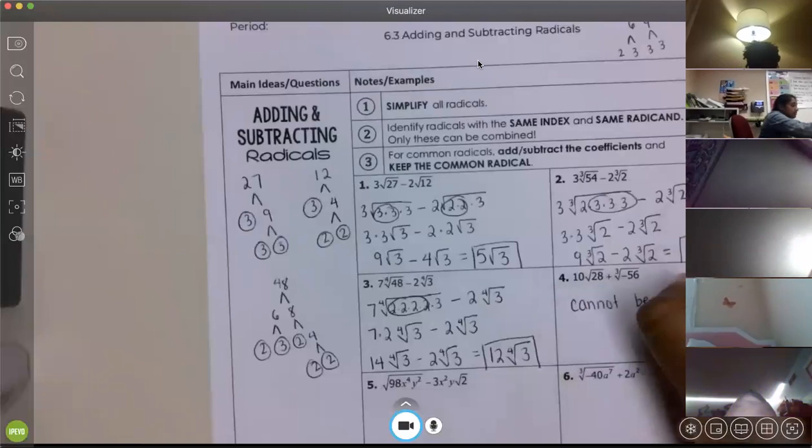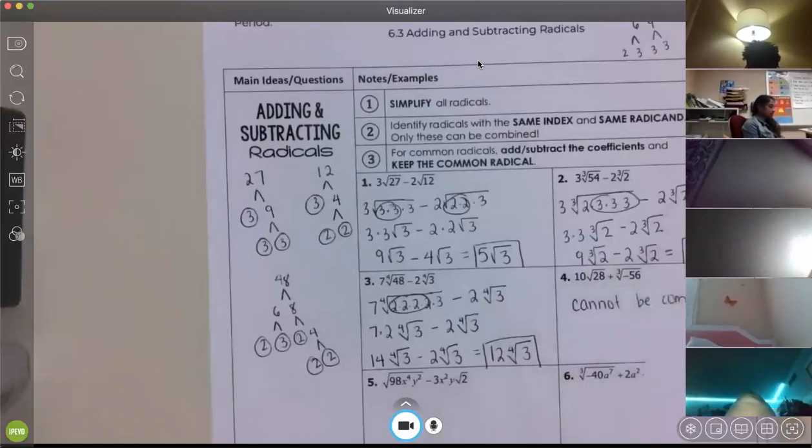So that's why it's important for you to check at the beginning, because you can save yourself a lot of time. Don't worry about simplifying 28 and 56 when they don't even have the same index to begin with. Any questions about that?